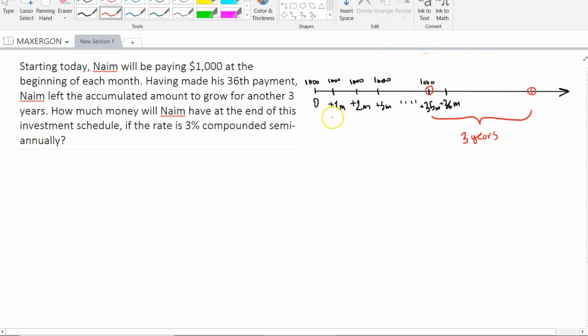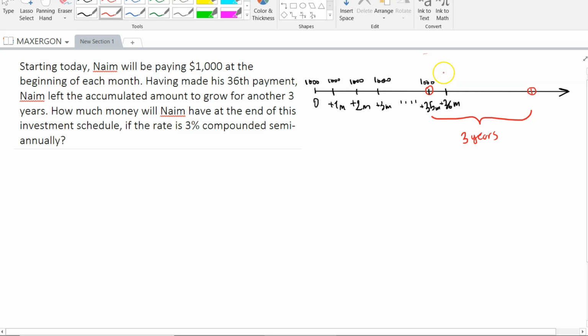Here is the drawing for this problem. We have a due annuity, which has the last payment at the end of the 35th month. There are 36 payments, but the last payment is at the end of the 35th month, not at the end of the 36th month. That's very important to realize for the solution of this problem.